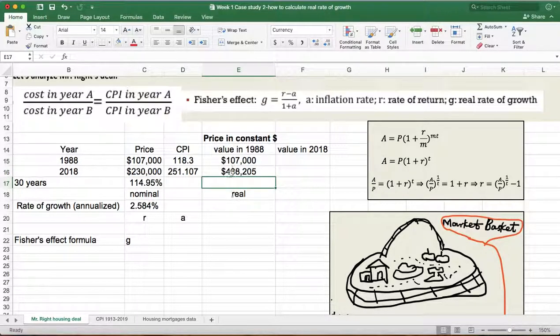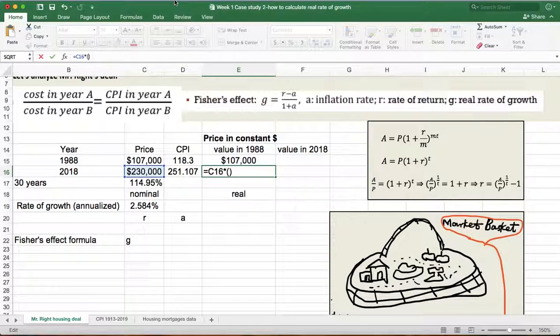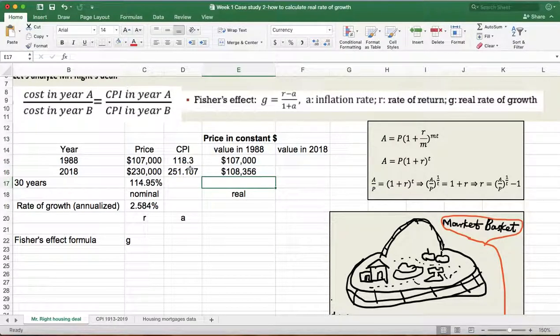Oh, I think I made a mistake. It should be converting into the value in 1988. The numerator should be the CPI here, and the denominator should be this one. Okay, return. Okay, we got the value in 1988. This is constant dollar.